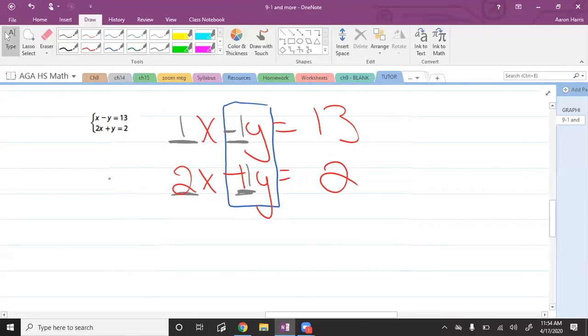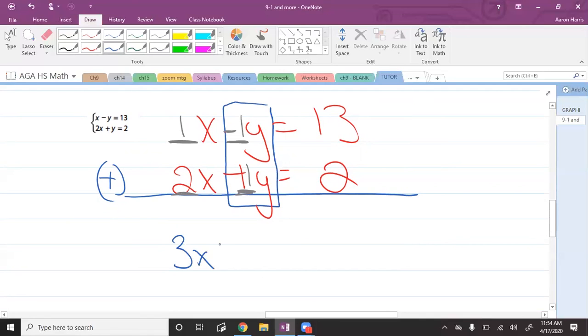And watch what I do. If I have an additive inverse, I add the equations. So I put a line under it, and now let's add. 1 plus 2 is equal to what? 3x. So I get 3x. What is negative 1 plus positive 1?